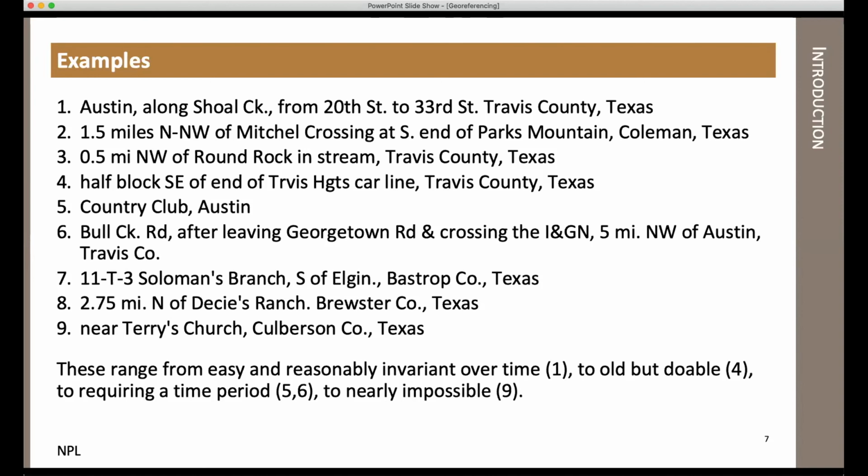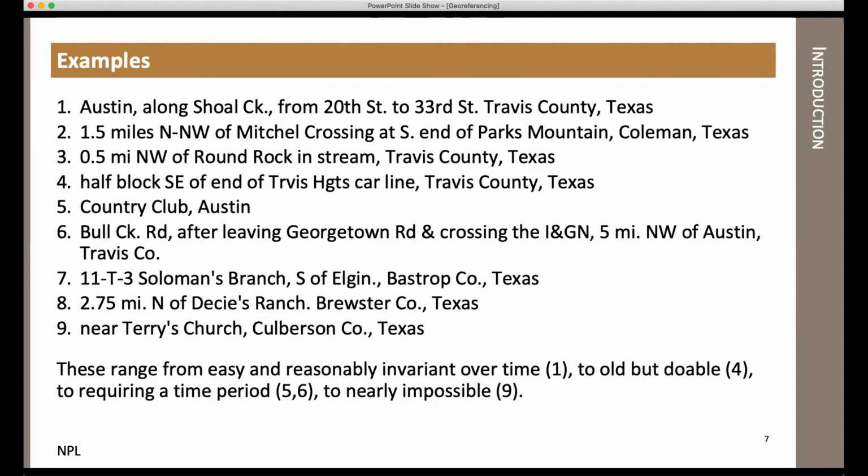Bull Creek Road, after leaving Georgetown Road and crossing the IGN, 5 miles northwest of Austin. The Austin IGN is the International and Great Northern Railroad, which is a predecessor to MOPAC, to the Missouri Pacific. And so this tells me immediately something about when this happened. And the fact that it's the Georgetown Road rather than something we see currently, IGN and Georgetown Road get me to the right map, so I can start thinking about what 5 miles northwest means in that context.